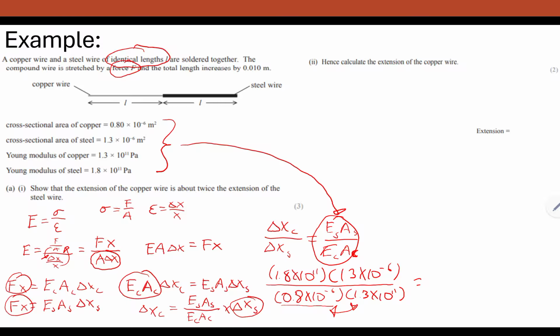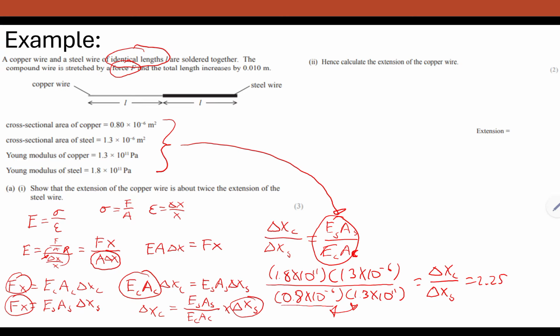So when we do that, we get 1.8 times 10 to the power of 11 multiplied by 1.3 times 10 to the power of minus 6, divided by 0.8 times 10 to the power of minus 6. And so we get the change in x_C over change in x_S to be 2.25.